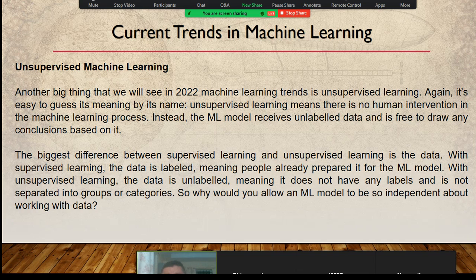The biggest difference between supervised learning and unsupervised learning is the data. With supervised learning, the data is labeled, meaning people already prepared it for the ML model, or machine learning model. With unsupervised learning, data is unlabeled, meaning it does not have any labels and it is not separated into groups or categories. So why would you allow a machine learning model to be independent about working with data?